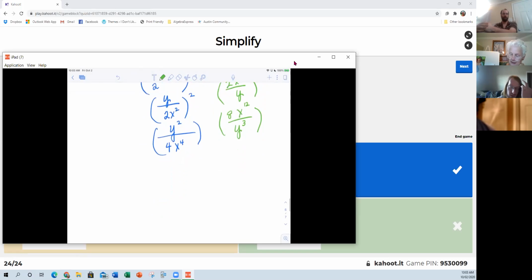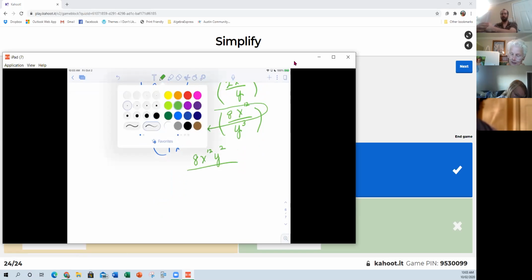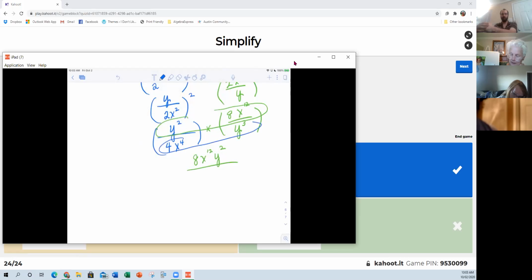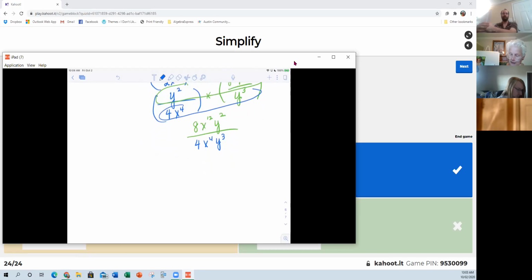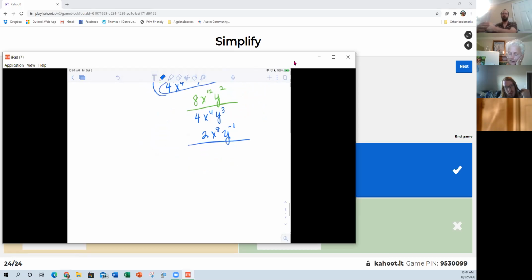So now this is a new numerator. If I multiply top times top, that gives me 8x to the 12th, y to the second. And bottom times bottom gives me 4x to the fourth, y to the third. 4 goes into 8 2 times. 12 minus 4 is x to the 8th. 2 minus 3 is y to the negative 1. So this guy has to go down.